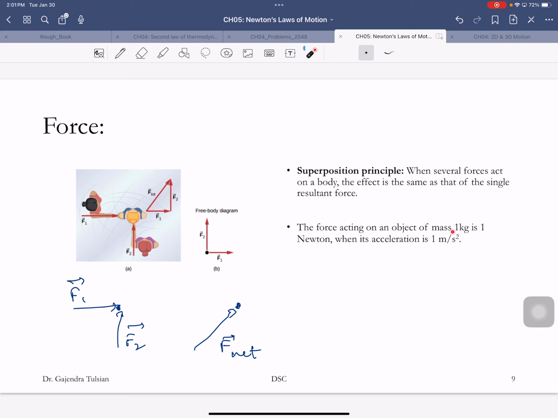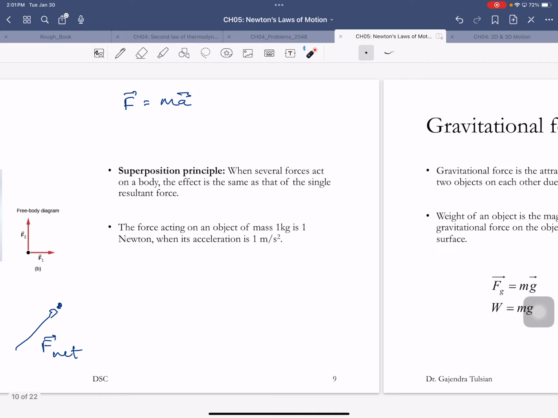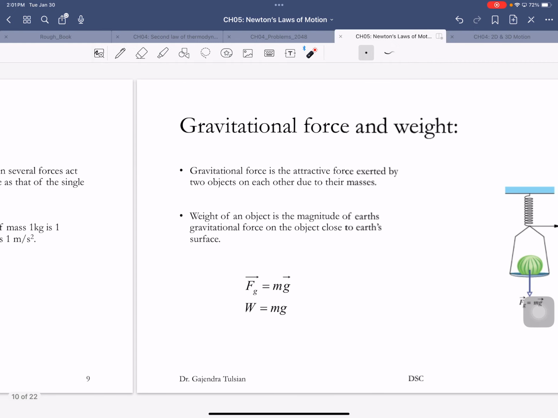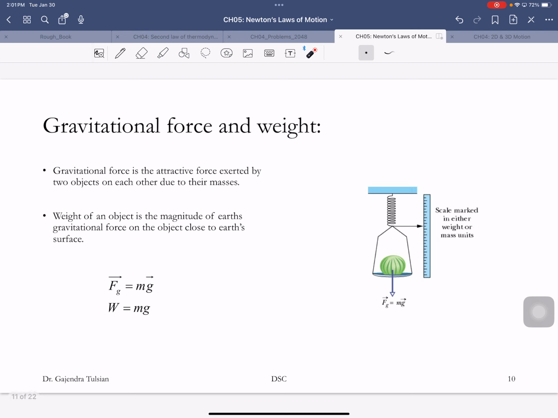The force acting on an object of mass 1 kg. Here we are defining the Newton. The force acting on an object of mass 1 kg is 1 Newton when its acceleration is 1 meter per second squared. On 1 kg, if you give it an acceleration of 1 meter per second squared, you have applied a force of 1 Newton. You guys understanding this?